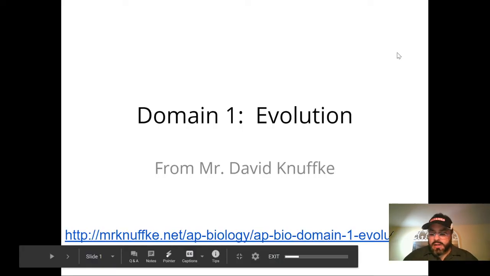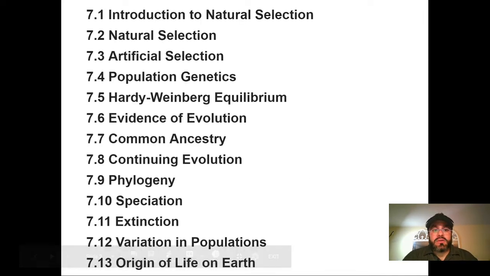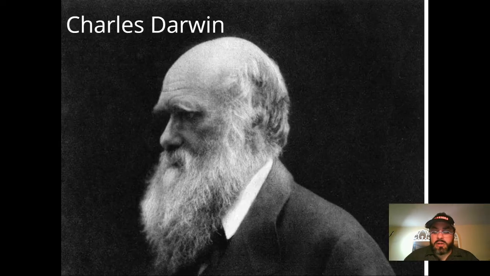So this is what Mr. Kanofsky calls domain number one. And again, this is from the College Board. 7.1 is natural selection. 7.2 is natural selection more in depth. Artificial selection, population genetics, the Hardy-Weinberg equilibrium, evidence for evolution, common ancestry, continuing evolution, phylogeny, speciation, extinction, variation in populations, and finally, the origin of life on Earth. So what I'm going to do is I'm going to talk about some of these.